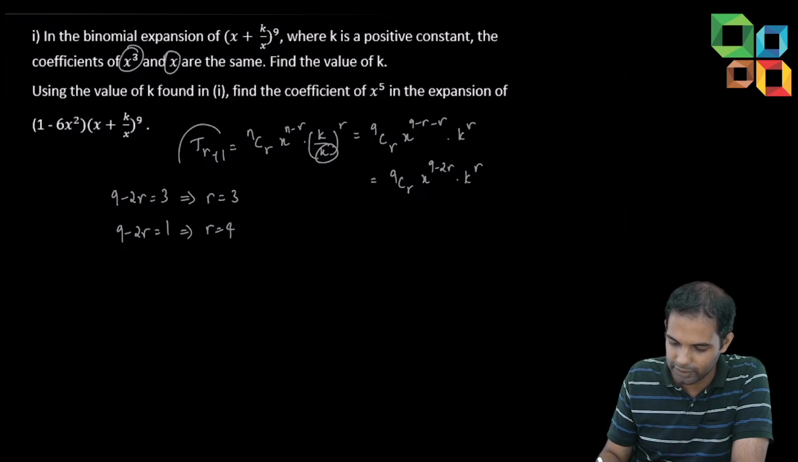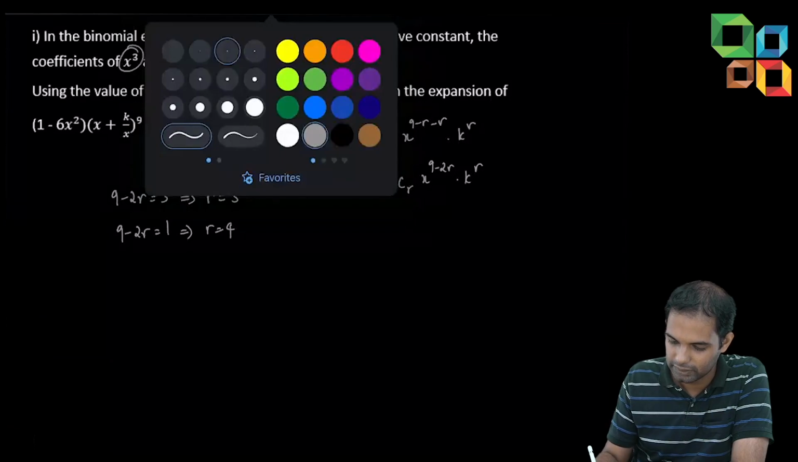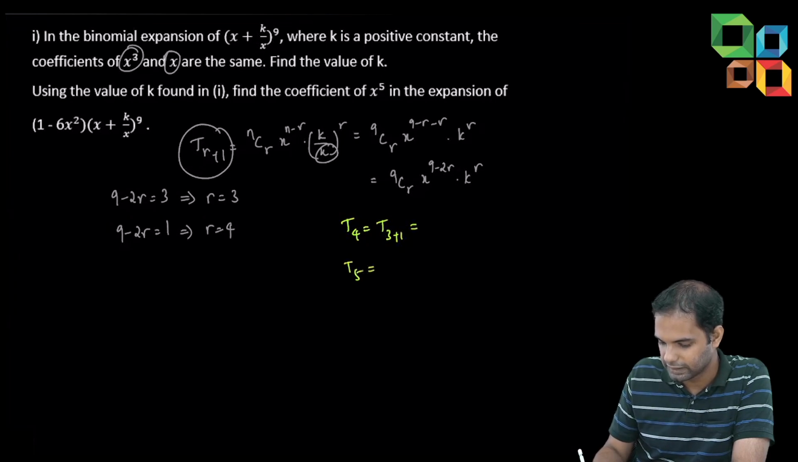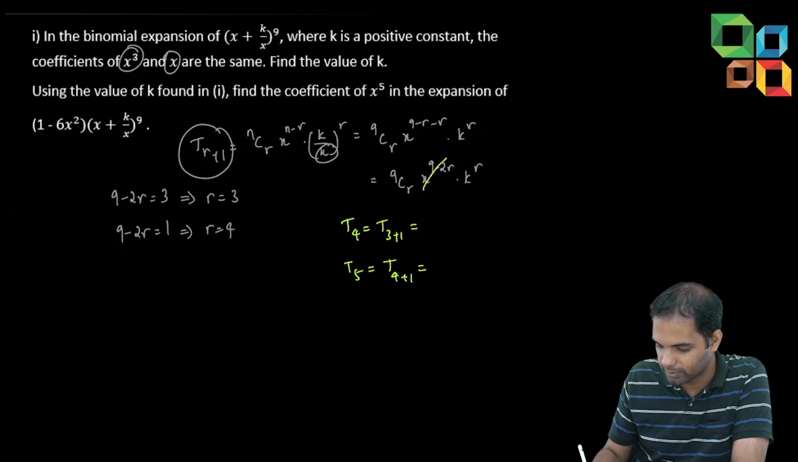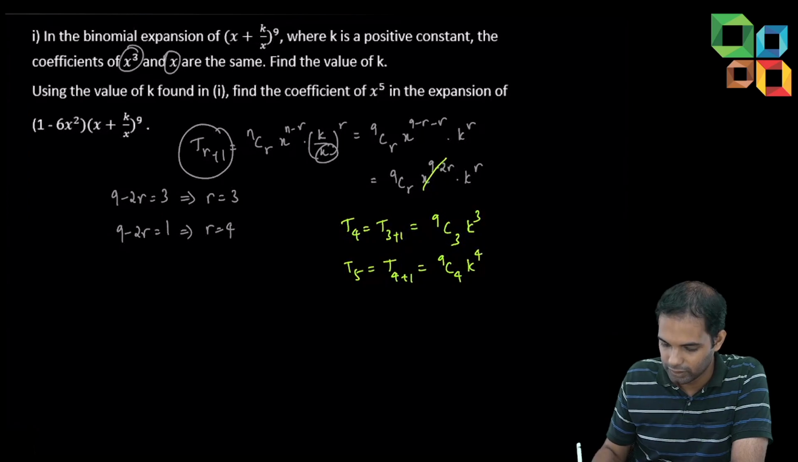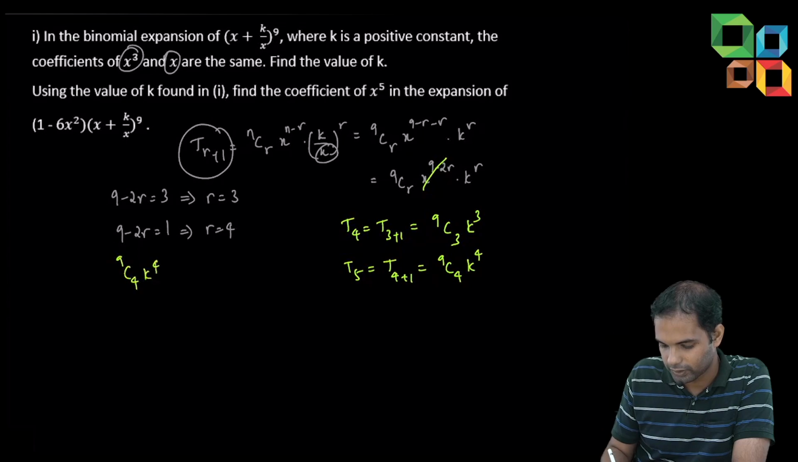So r is equal to 3, that means this is T4. Let me write T4 is 3 plus 1, and let me write T5. I'll just write the coefficient because these are equal, so we can ignore the x part. 9C3 into k power 3 is equal to 9C4 into k power 4. That's it. So how to equate? 9C4 k power 4 is nothing but 9C3 k cube.